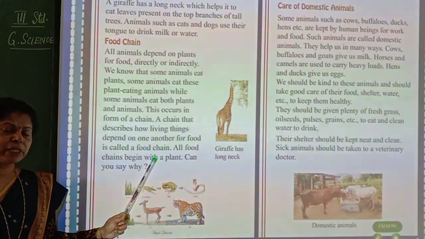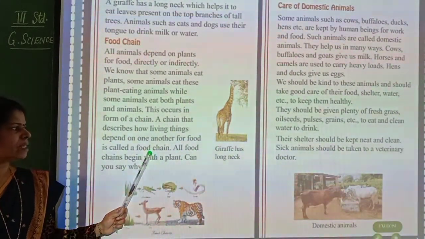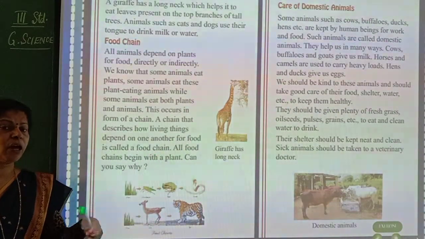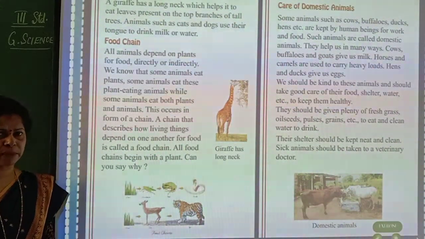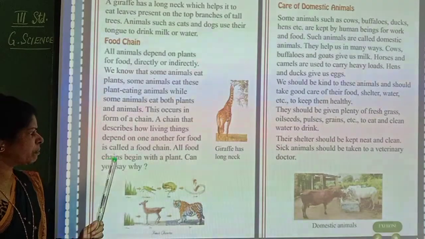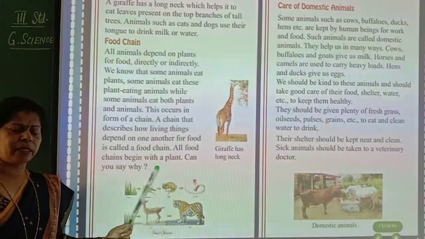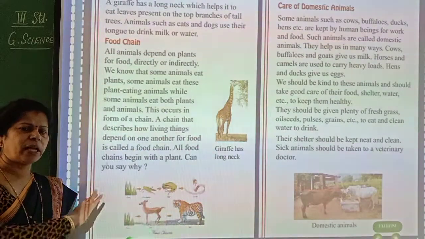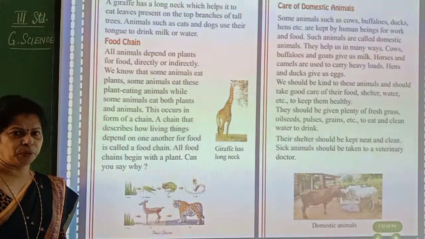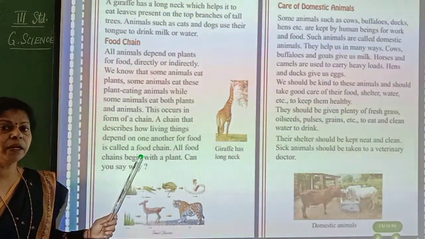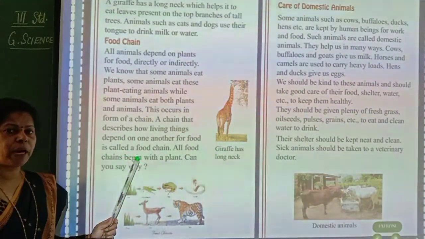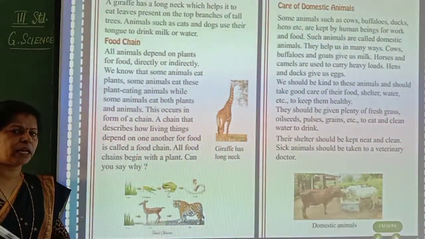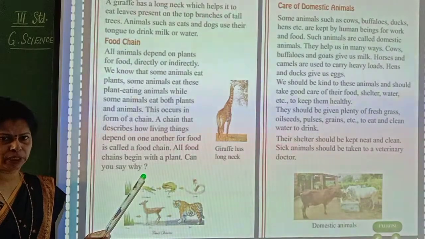So what is happening? It is in the form of a chain. That is called a food chain because they are depending on the food of other animals. So all food chains begin with a plant. Anything you take, basically what is that? The plant. If the plant is not there, there is no other chain. I told you, so they are called the primary producers. Plants are called primary producers. If plants are not there, there is no life at all in this world.